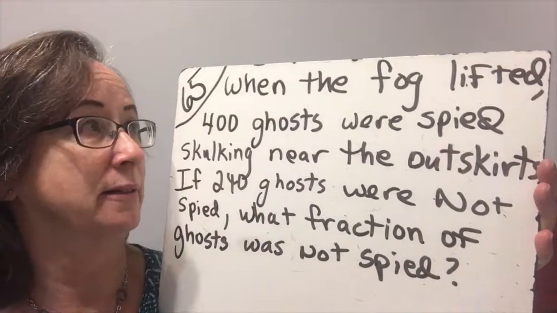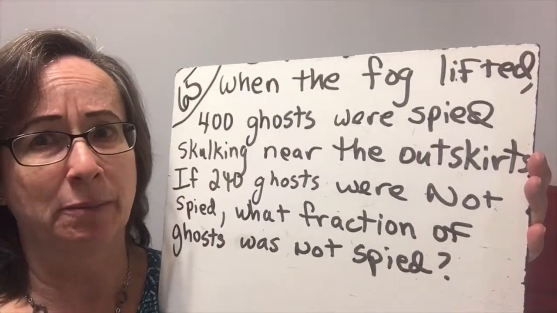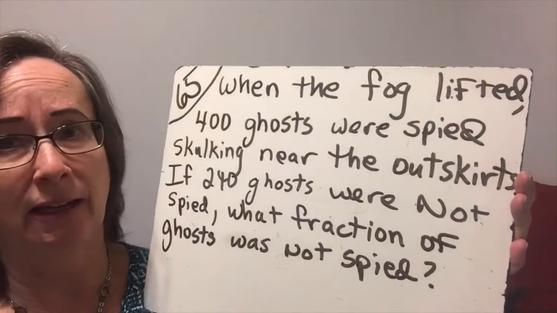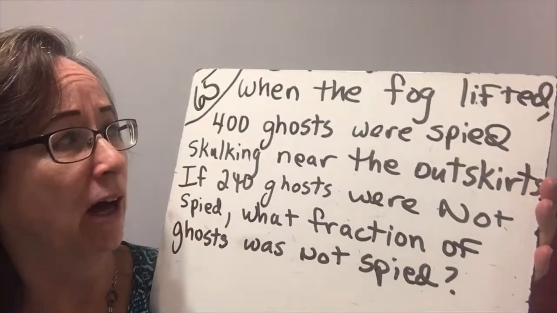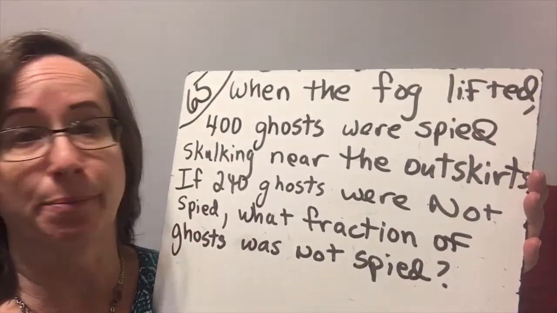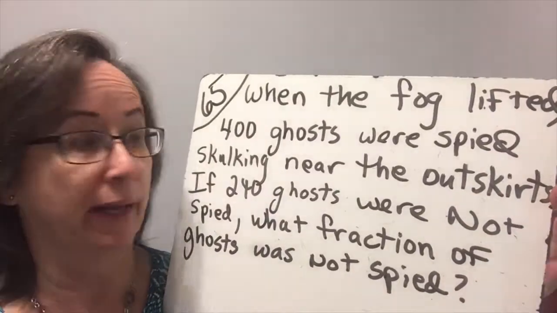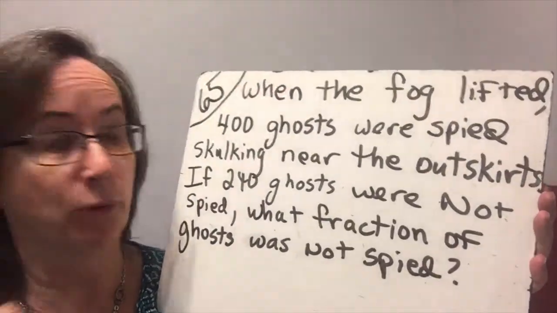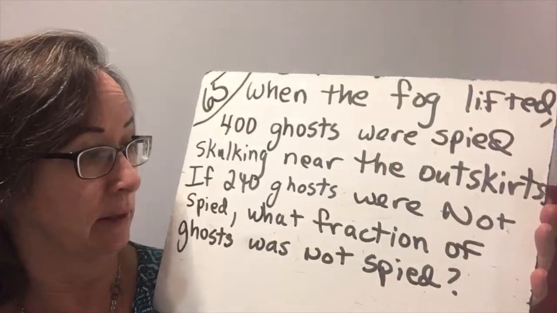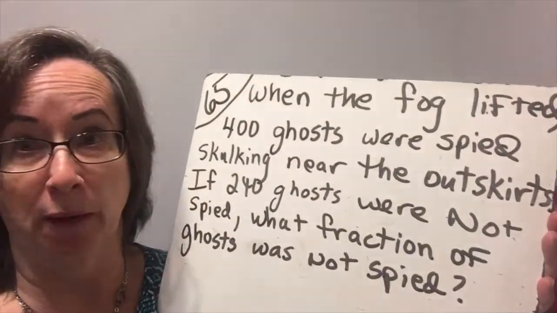Oh my. Saxon does have an incredible imagination. He's seeing ghosts now. When the fog lifted, 400 ghosts were spied, skulking near the outskirts. If 240 ghosts were not spied, what fraction of ghosts was spied?